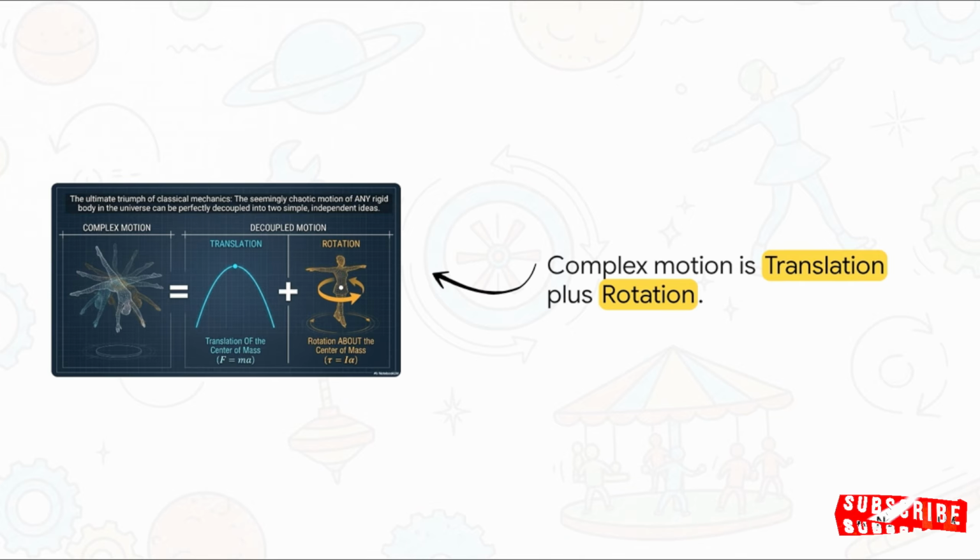And this brings us to what I consider the absolute triumph of physics. Any terrifyingly complex tumbling, like an acrobat doing a triple flip through the air, can simply be decoupled. You can break that impossible problem into two independent, totally manageable ideas. Pure translation of the center of mass using F equals ma, mathematically added to pure rotation about that center of mass, using torque equals I times alpha. Two simple equations taming seemingly impossible chaos.